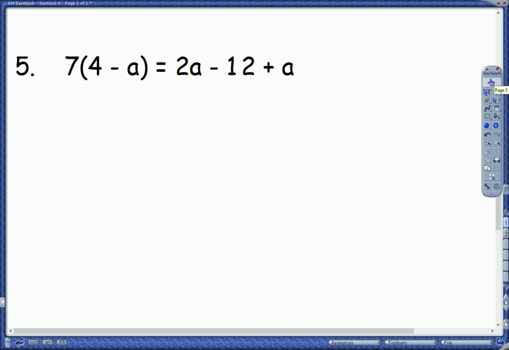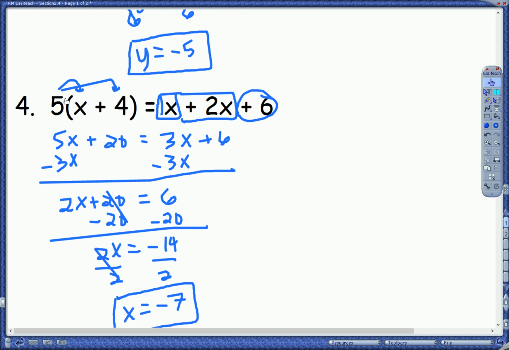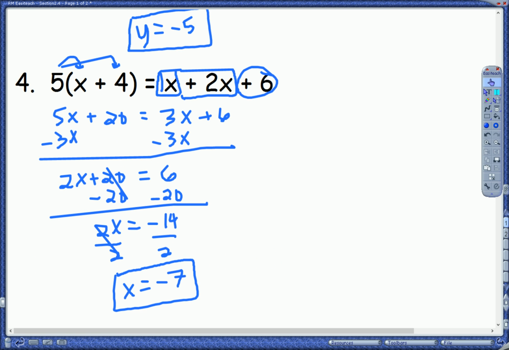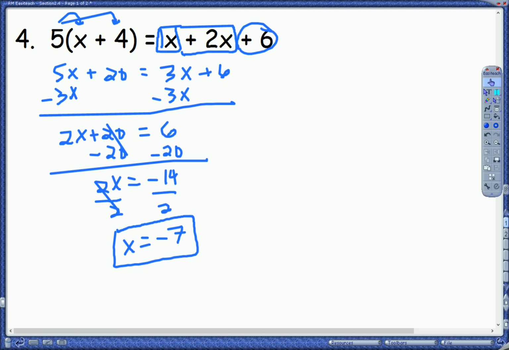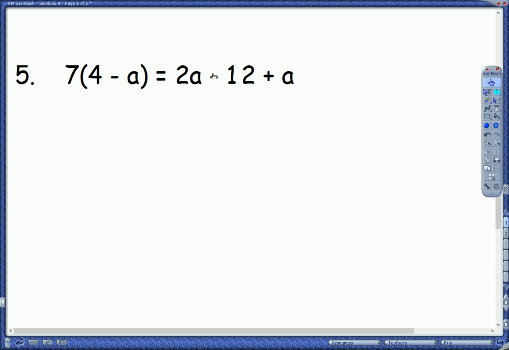Okay, number 5 is just like number 4. First of all, I see distributive on the left side. On the right side, I see variables on the same side, 2a and a, just like I saw x and 2x. So I want you to try this one on your own. So pause the video.